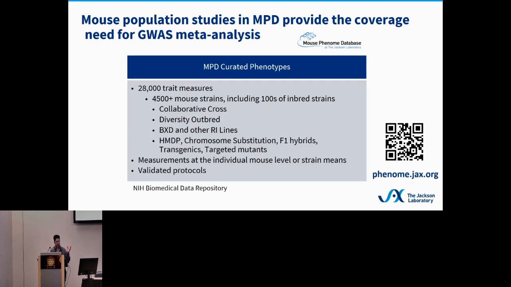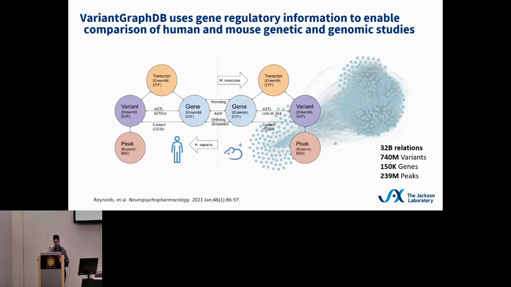Okay, so now we have all the genomic information we need. We also need the trait data, right? And the Mouse Phenome Database is what gives us this information. So there's about 28,000 trait measures that have been collected over these decades, and a large number of mouse strains. So we can use this data in the GWAS meta-analysis, which is integrated in the Mouse Phenome Database with Genome Muster. So this allows us one tool to do a lot of different types of analyses.